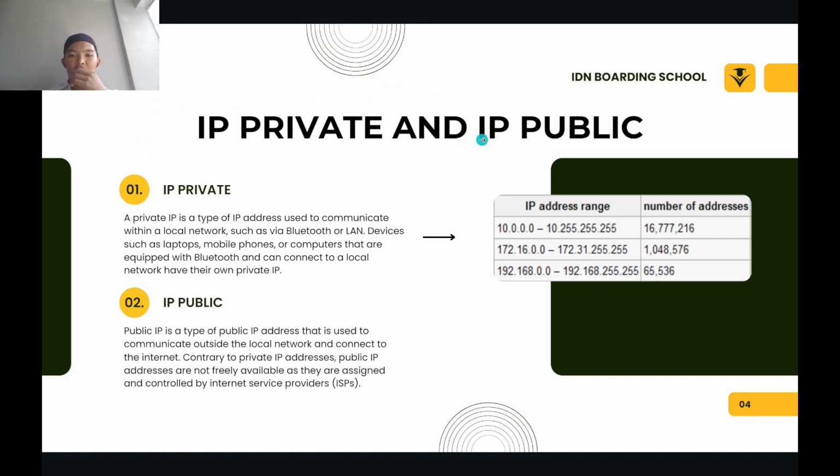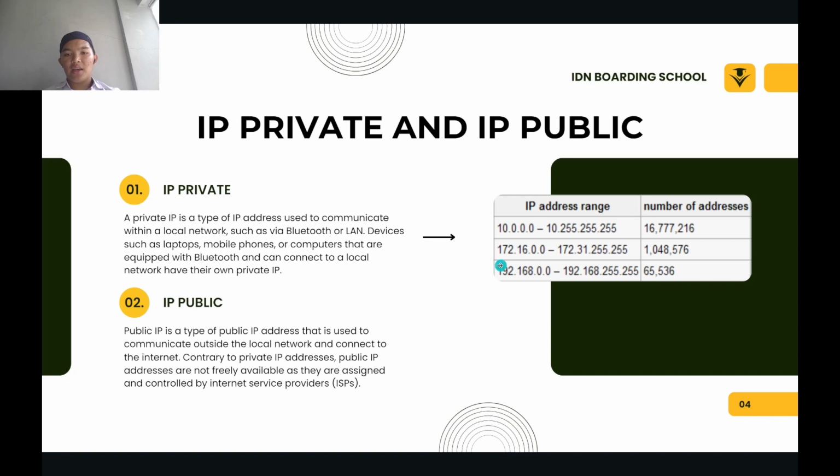And there are three private IP address ranges. The first is 10.0.0.0 until 10.255.255.255. For this first range, the total number of IPs, or total hosts, that can be used is around 16 million.